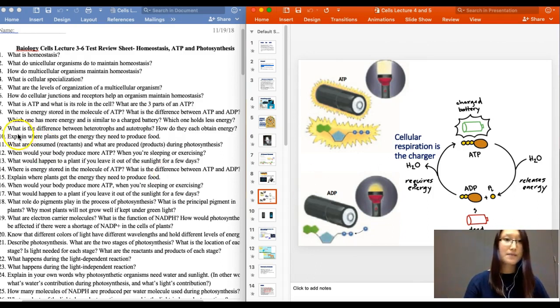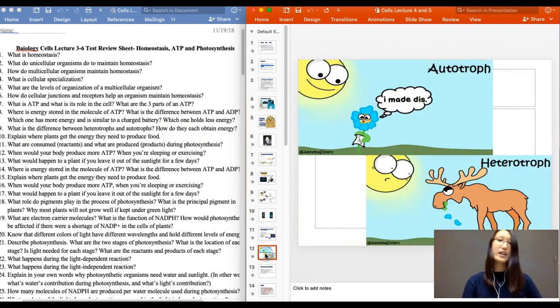So the next question is, what is the difference between heterotrophs and autotrophs, and how do they each obtain energy? So this picture shows you an autotroph is any organism that makes its own food. So it doesn't have to be a plant. It could be a fungi. It could be some bacteria as well. So anything that can make its own food, we can call it an autotroph. A heterotroph is anything that cannot make its own food, and it has to depend on other organisms in order to obtain energy and use that energy.